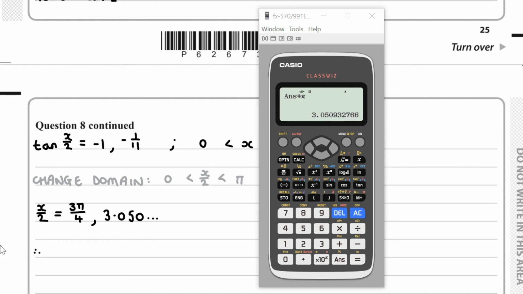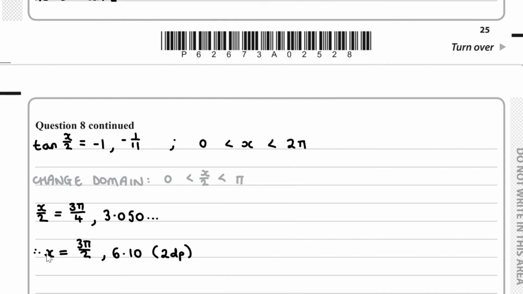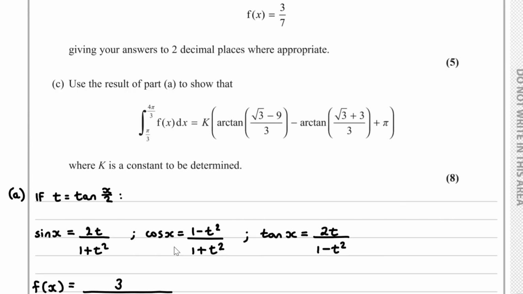So all we have to do is multiply through by 2 and give our answers where necessary to 2 decimal places. So 2 times 3 pi over 4 will be 3 pi over 2. And if I multiply this by 2, we end up with 6.10 given to 2 decimal places. So these are the values of x in our required domain.